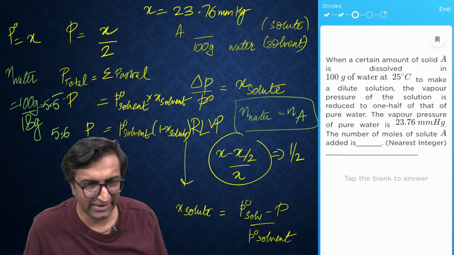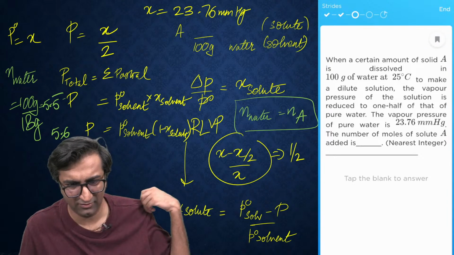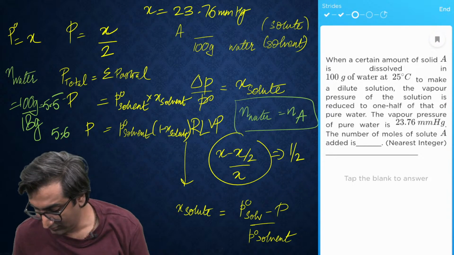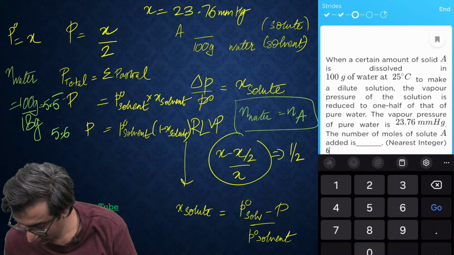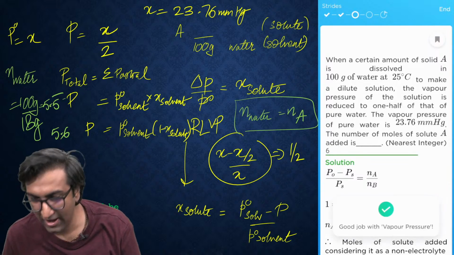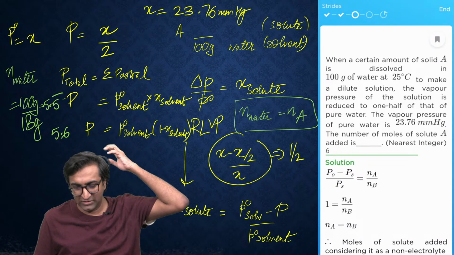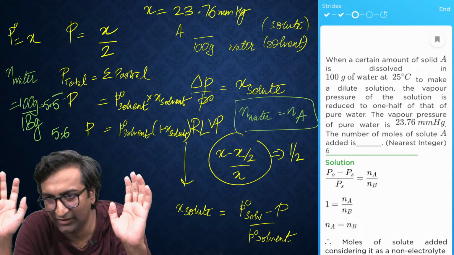I have a feeling that this is from a previous year paper. That's why it has been put here. But anyway, okay, let's make it 6. So that's 6. Now see, I did not use anything fancy. I just used first principle stuff, right?